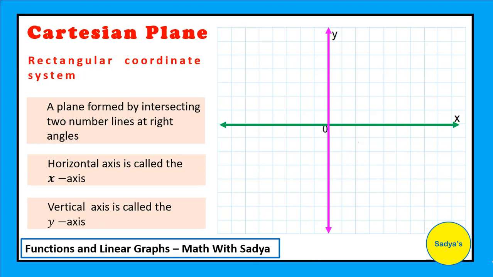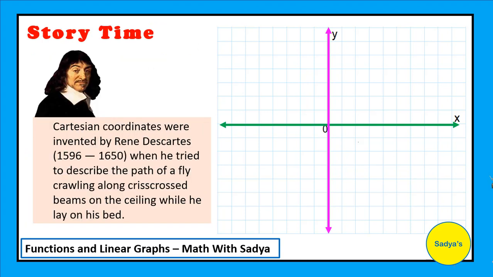Now that we know what is Cartesian plane, we wonder why it is known as Cartesian. Well, the answer of this question leads us to the story time. Oh, a fly! Did you notice the movement of the fly? Well, René Descartes did exactly the same.